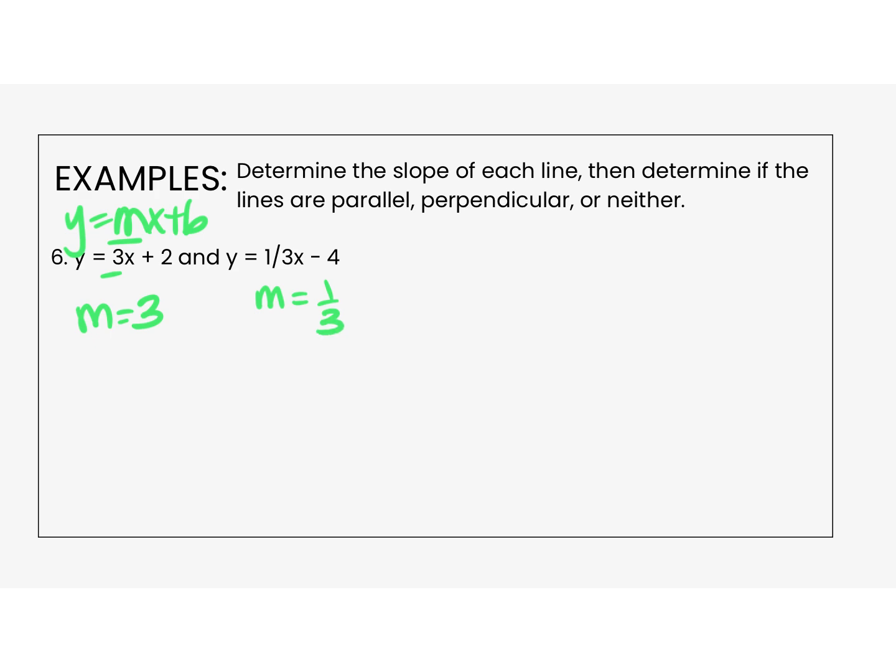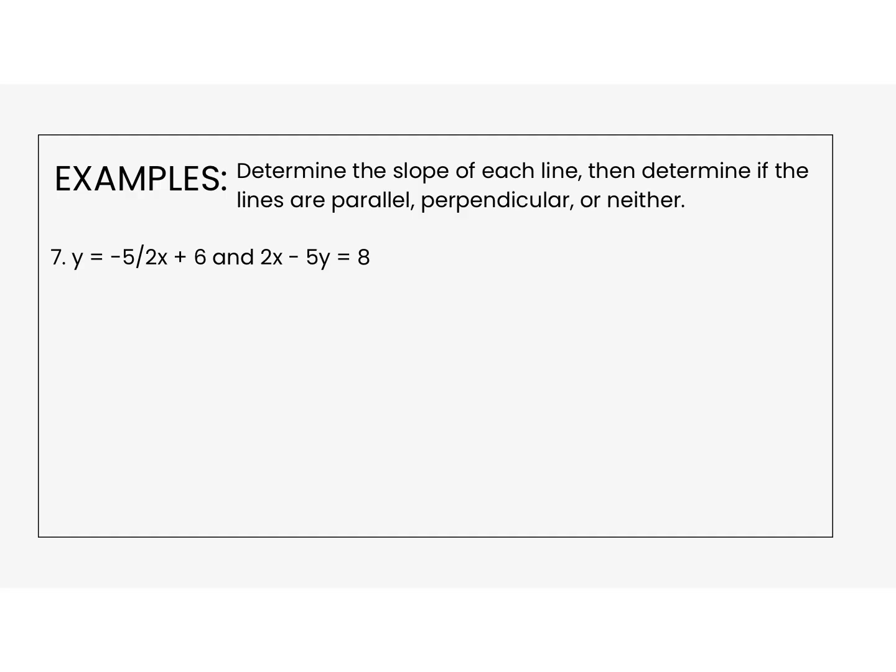So while they are reciprocals of each other, we do not have one positive and one negative, which we would need for them to be perpendicular. So the answer to this one would be neither. They're not the same, which would make them parallel, and they're not opposite reciprocals, which would make them perpendicular.